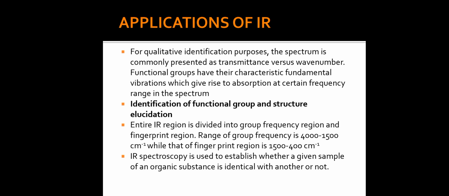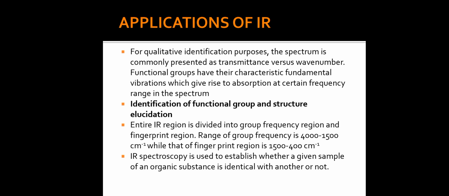Now, what are the applications of infrared spectrophotometer or spectroscopy? It is used for qualitative identification purposes, for finding the functional groups, their characteristic fundamental vibrations, which give rise to absorption at certain frequency ranges in the spectrum. It is used for identification of functional groups and structural elucidation.